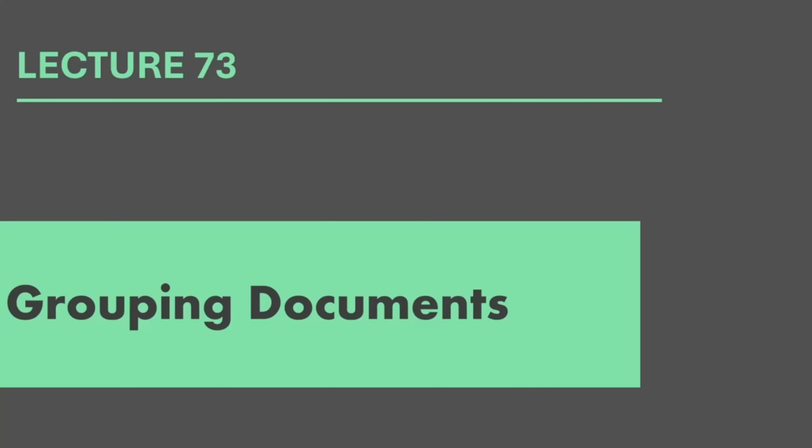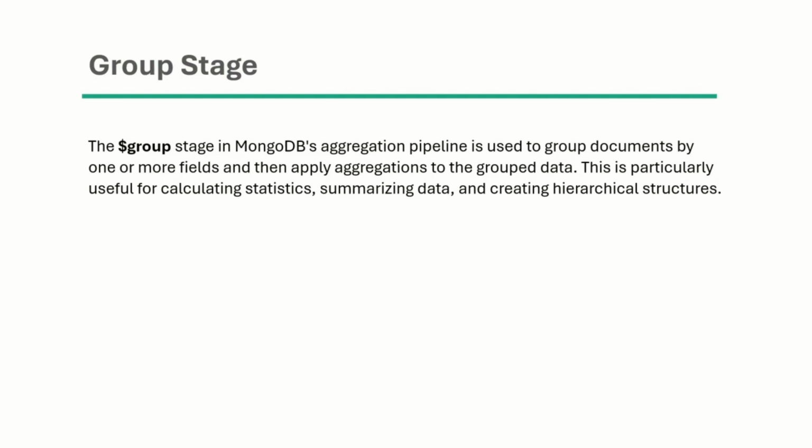In this lecture, we are going to learn about another very important stage of the aggregation pipeline called the group stage. The group stage in MongoDB's aggregation pipeline is used to group documents by one or more fields and then apply aggregation to the grouped data. This is particularly useful for calculating statistics, summarizing data, and creating hierarchical structures. Let's try to understand the group stage with an example.